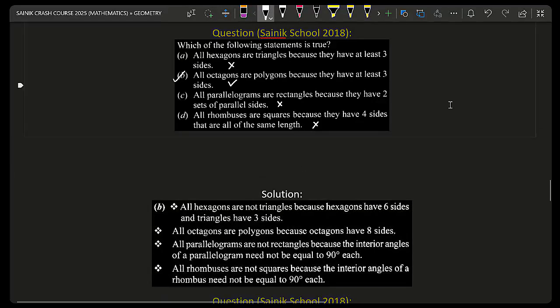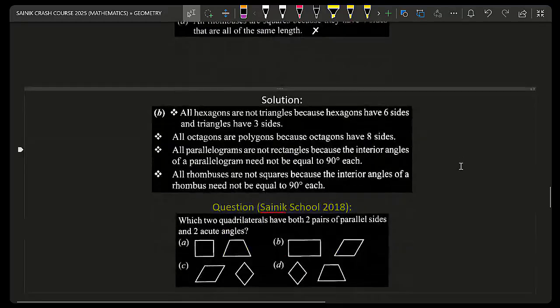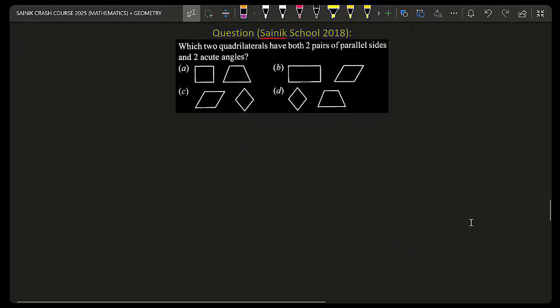So the next question on the properties of quadrilaterals we have is from the same year 2018 paper. Which two quadrilaterals have both two pairs of parallel sides and two acute angles? So there are two conditions given: you should have two pairs of parallel sides and you should have two acute angles. Who's going to answer this? Vishnu, read the question. Which two quadrilaterals have two pairs of parallel sides and two acute angles?